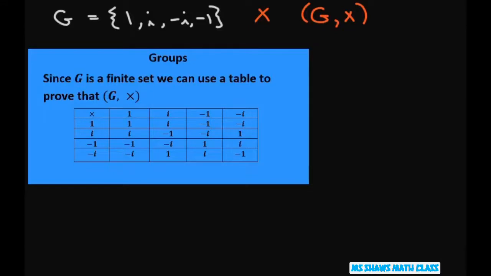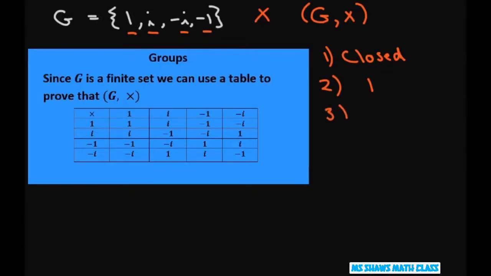So if you look at the table, this table is closed. And that means that no new elements appear. So the only things that appear in the table are these four elements. So that means it's closed. There is an identity element, and that identity element is 1, because if you multiply by 1, you get back the element.